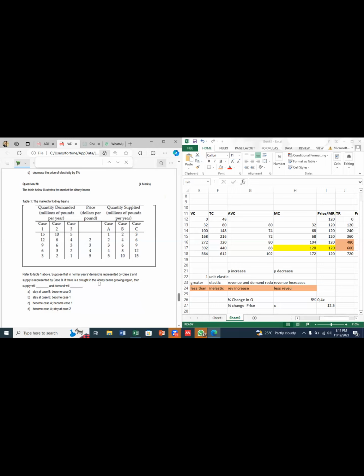But it remains in the same region. So now if there's a drought, without reading that table, I know that supply will decrease. Case 1. Okay, let's try to understand these cases. This is quantity demanded. This is the price. This is supply. Then we have cases on supply, then cases on demand. All right.